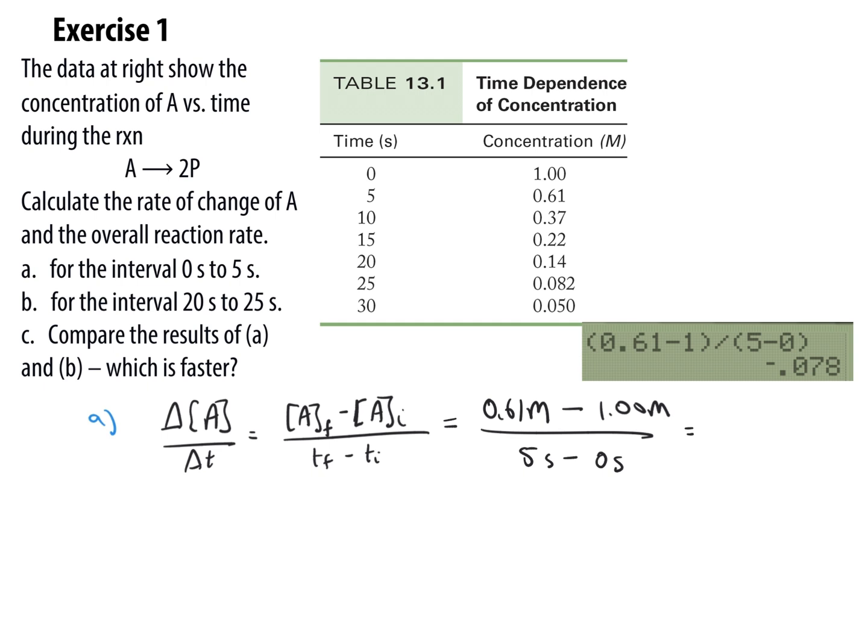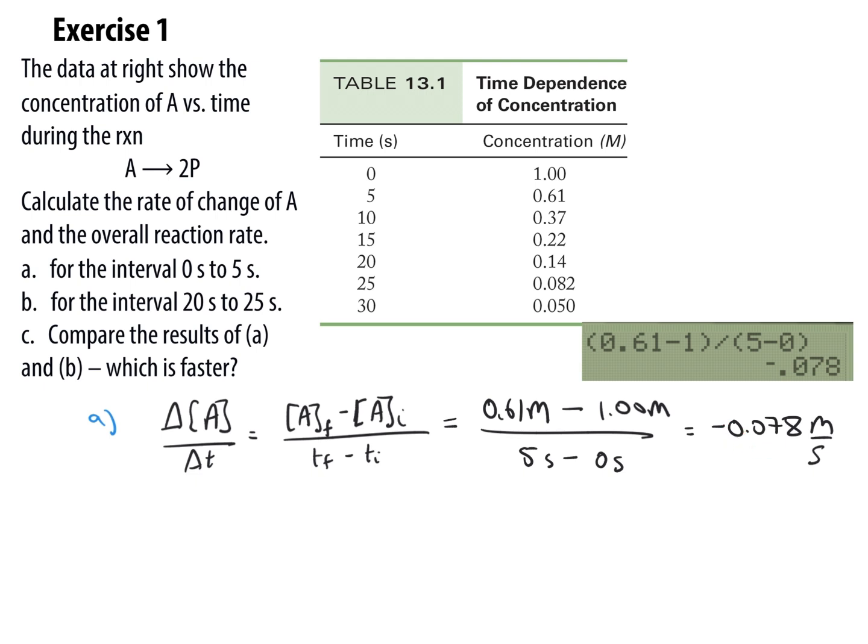This shows what that looks like on the calculator, negative 0.078. And the unit is molar per second, just dividing molar by seconds. That's always the unit on rate that we're going to use, concentration over time. Because A is a reactant, it makes sense that its concentration is decreasing, so it's a negative rate of change there. You can always sort of think about that.